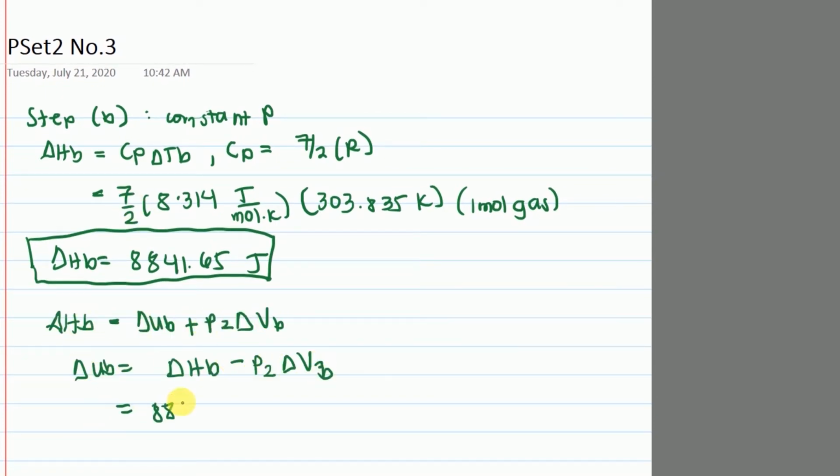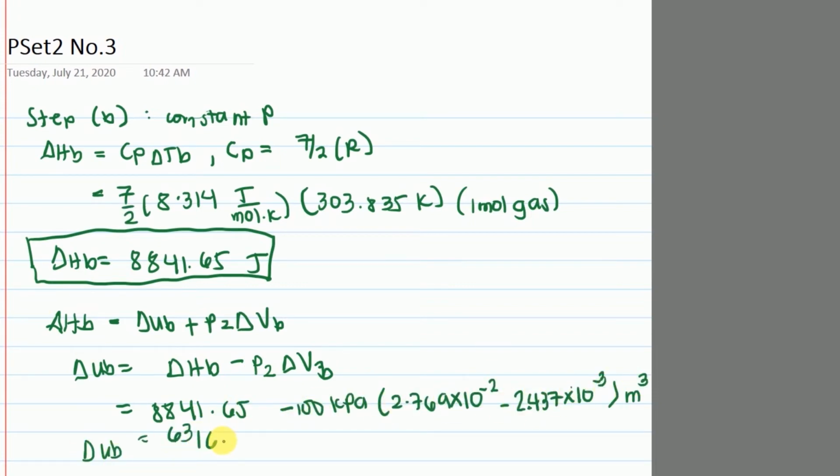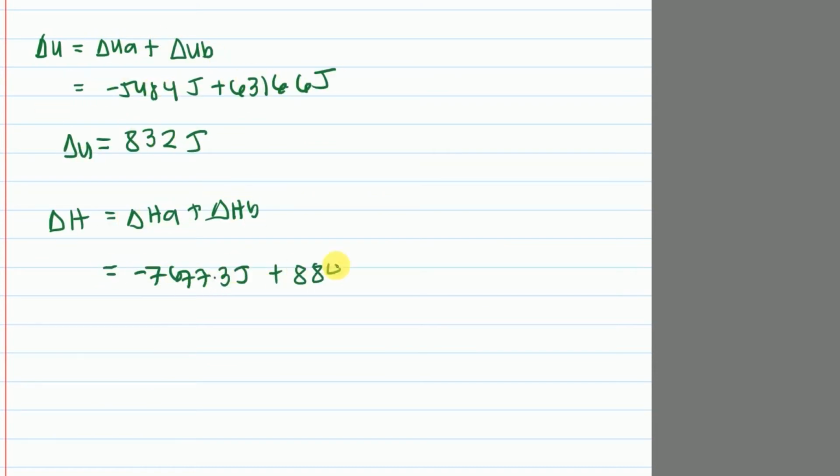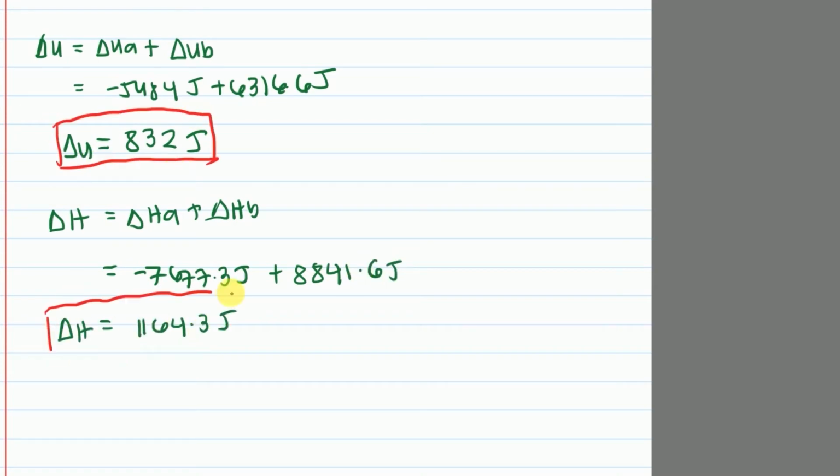8841.65 joules. For the change of internal energy for step B, we rearrange this equation to give us a value of 6316.3 joules. For the total internal energy and enthalpy, we add each value from each step, then we get these values.